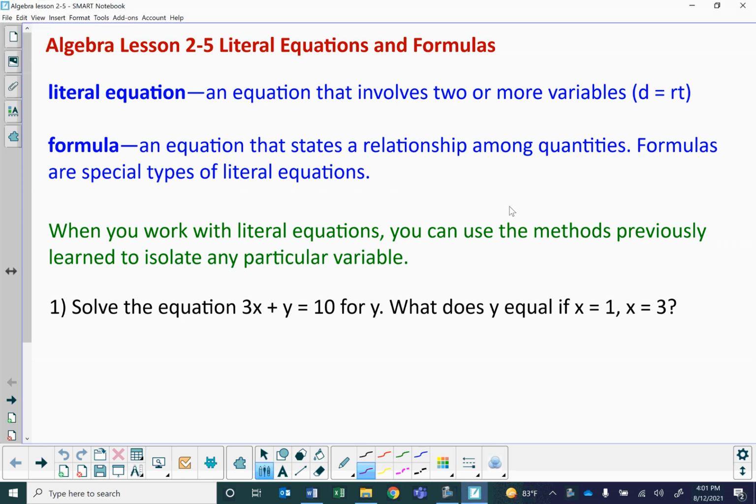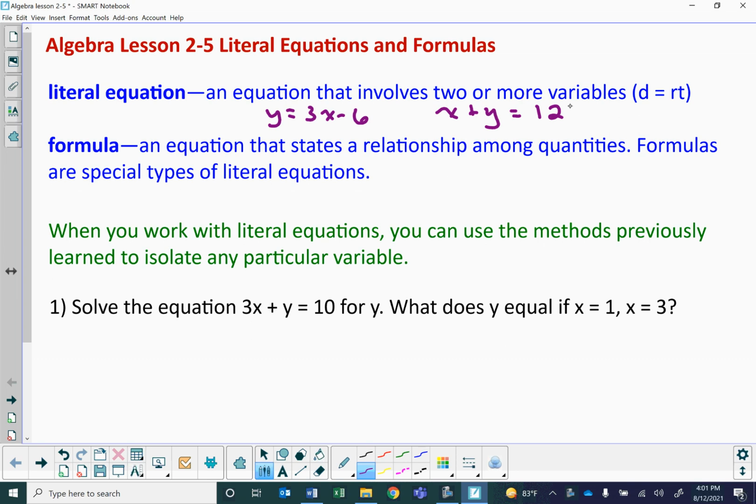This is Algebra Lesson 2-5, literal equations and formulas. A literal equation is an equation that involves two or more variables, such as distance equals rate times time, or sometimes you get y equals 3x minus 6, or you might get something like x plus y equals 12. No matter what the case is, there's always two variables in that equation. There could be more than two, but there has to be at least two.